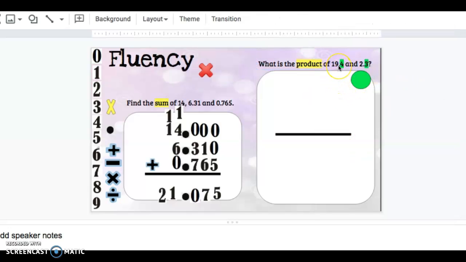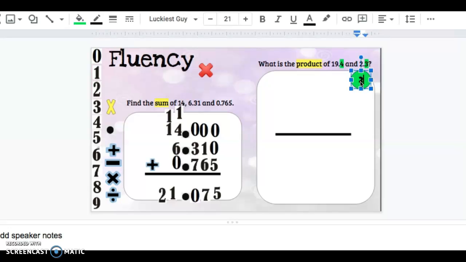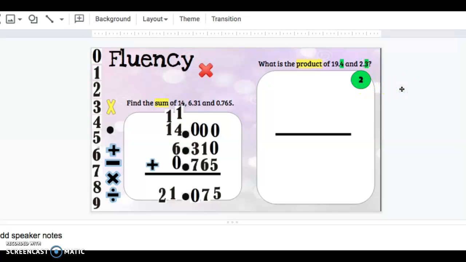So if there's a 4 and a 3, that is 2 numbers that are behind the decimal point. So I count 1, 2. So then I put 2 in a bubble off to the side. And then now I'm going to write those numbers as if they're whole numbers.